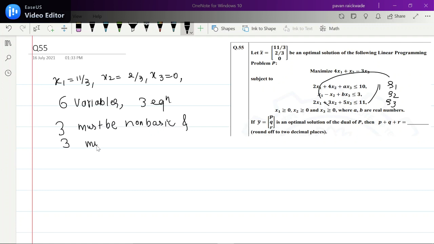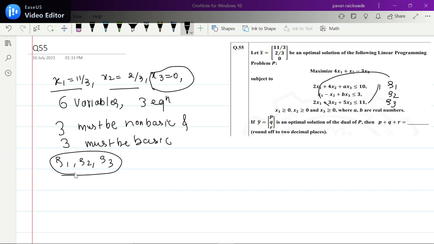and 3 must be basic. Okay. So what we know is x1 and x2 are in fact basic variables, and x3 is a candidate for non-basic variable. Let's see. There can be a situation where the basic variable can also take a value 0, but we will see if that is the case here. Okay, so now other candidates are s1, s2 and s3. We have to check which of these are 0. That means which of these are basic, which of these are non-basic. Okay, let's put these values in the equations and see what happens.